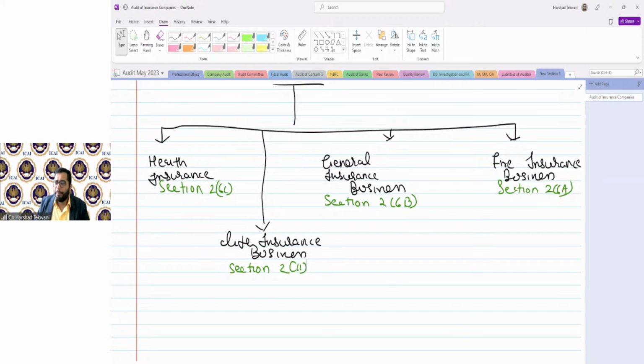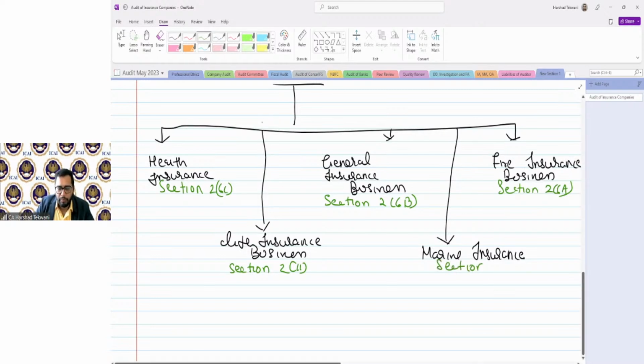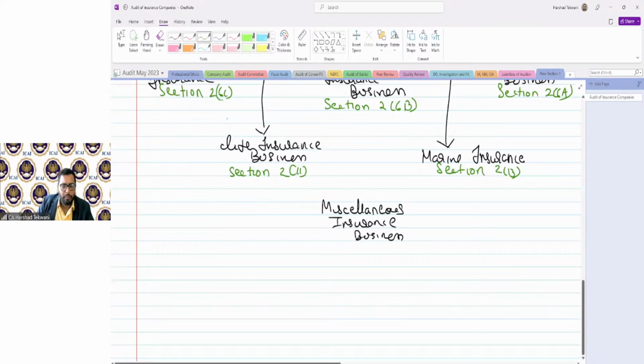There are some others also: miscellaneous insurance business and marine insurance business. If I talk about marine insurance, that falls under section 2(13) of the Act. Then general miscellaneous insurance business is also prescribed under 2(13B) of the Act. Okay. So there are different types of businesses prescribed, basically life, marine, and so on, based on the type of activity undertaken.